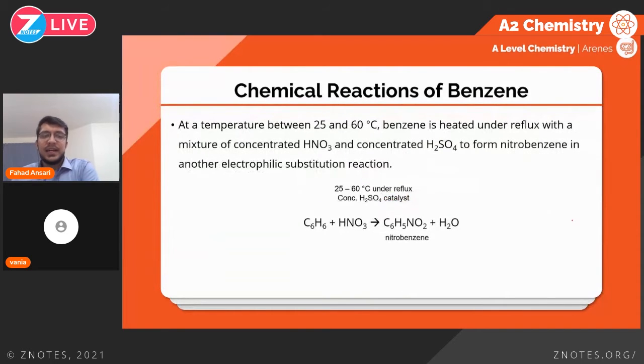Right, now the next reaction is between benzene and nitric acid. This is going to produce nitrobenzene. Nitro is this group over here, NO2. And you're going to get water as well. This reaction takes place at 25 to 60 degrees Celsius. You need to do it under reflux, and you need concentrated sulfuric acid as the catalyst, right? So basically, we have a mixture of concentrated nitric acid and sulfuric acid. And when we react it with benzene, with a little bit of heating, it's going to give you nitrobenzene.